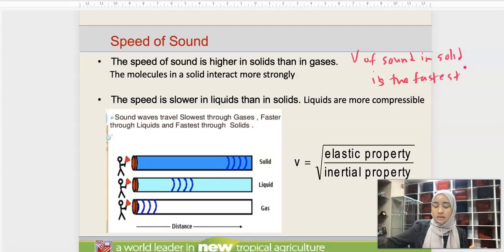Okay, I'm going to say this again. I have an object, which is a solid, and I'm tapping. The speed of the sound that I'm hearing is faster compared to when I'm tapping like this, because now the medium that the sound propagates through before it reaches my ear is air. So that is when the speed is the slowest. Okay, so that's just a fact. The speed of sound is the highest in solid, and it is the slowest in gas. Okay, so we have a picture here.